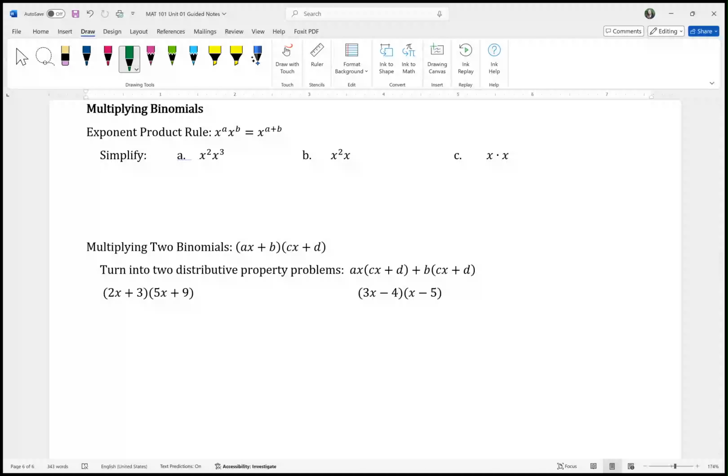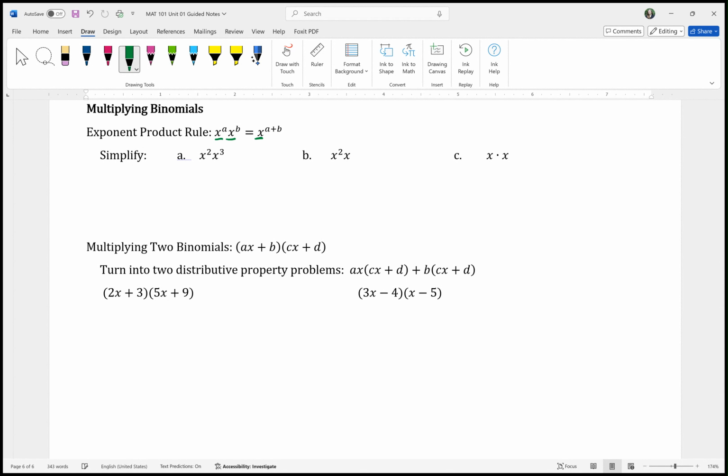We are going to multiply two binomials, but first we are going to use the exponent product rule and review that, because I think that's helpful for multiplying the two binomials when we get to variables. So let's first talk about the exponent product rule. If you are multiplying two variables that have the same base, so they're both the same letter, then you're going to add the exponents together and keep the same base.